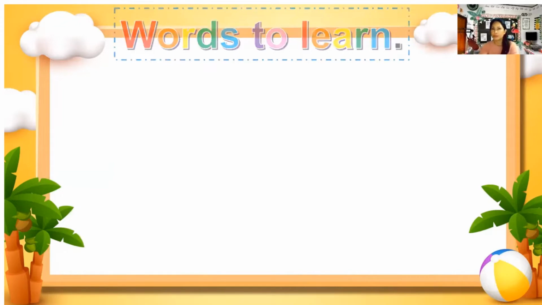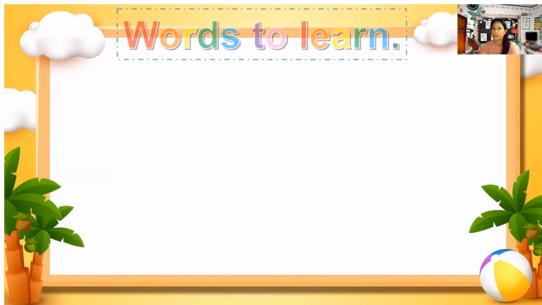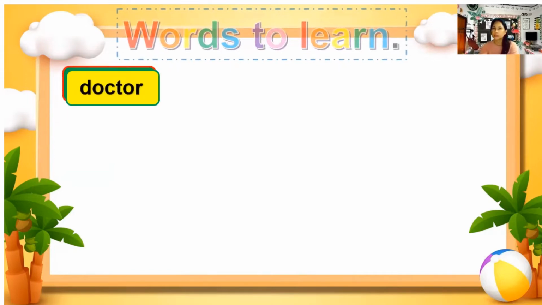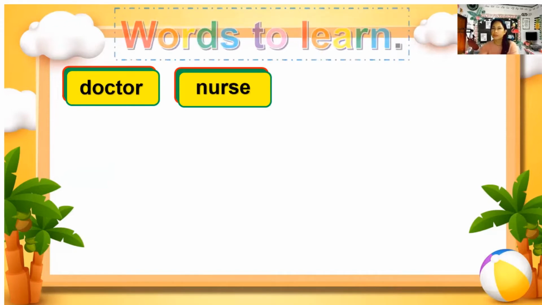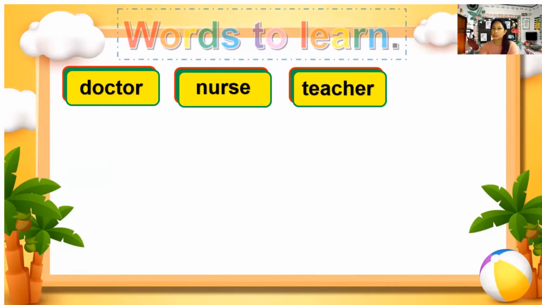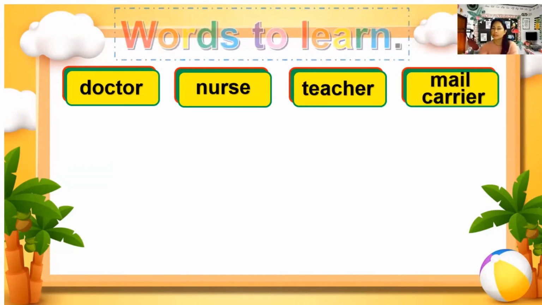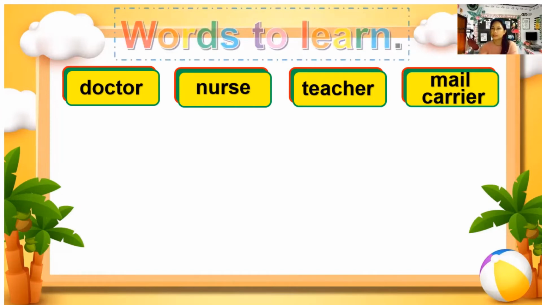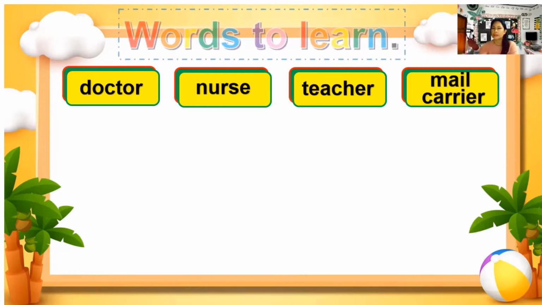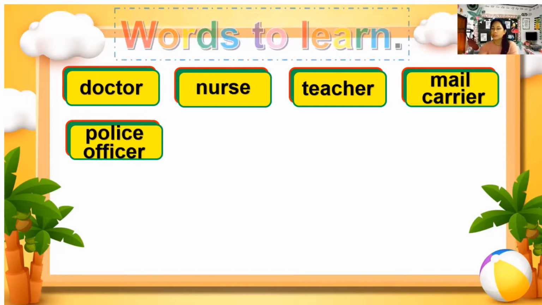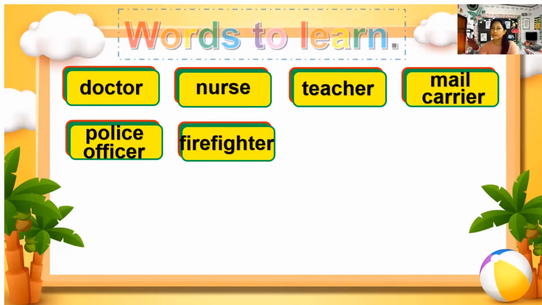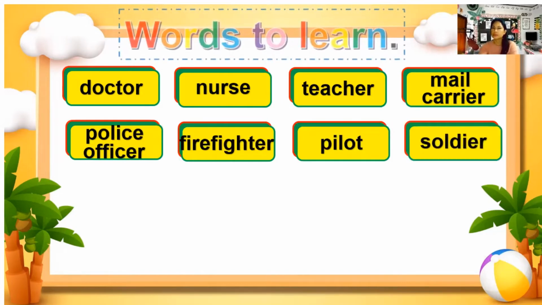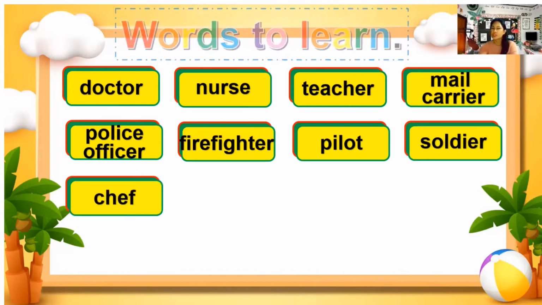All right, so first we will learn the words that we're going to use in this topic. The words to learn. The first one is doctor. Then nurse. Teacher. Then we have the mail carrier. Okay, so there is another word for mail carrier. Some say postman. Postman or mail carrier. Then we have police officer. Then we have the firefighter. Pilot. Then we have the soldier. Chef.